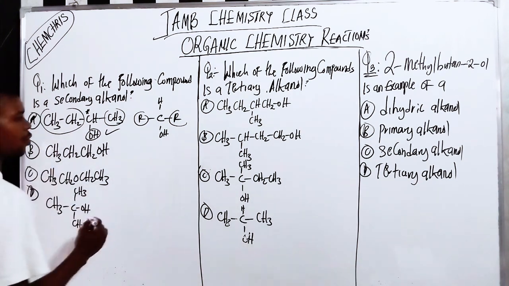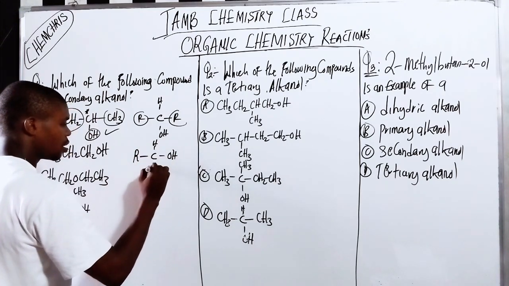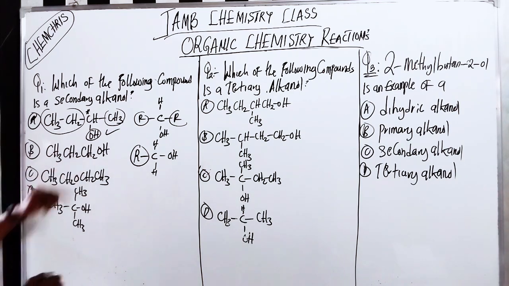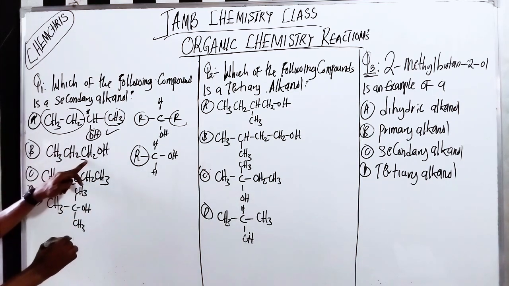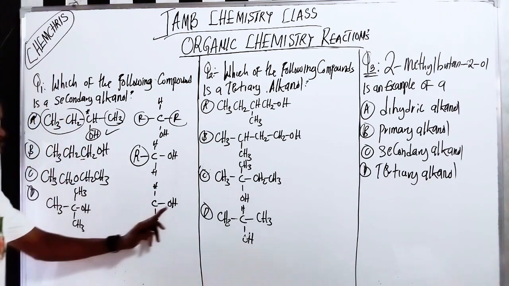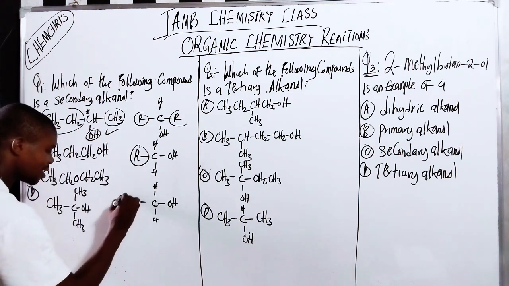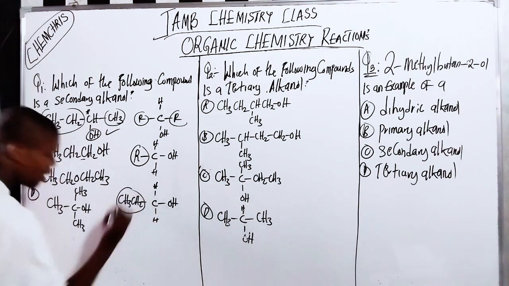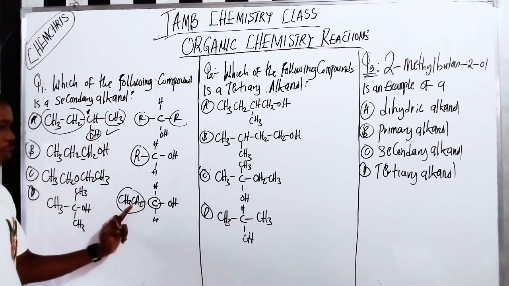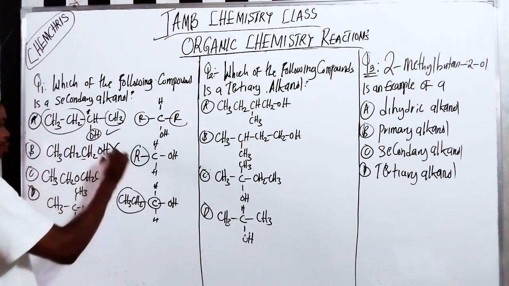Now what is a primary alcohol? In a primary alcohol, the carbon atom that carries the OH has only one alkyl group. Do you understand? If you look at this carbon atom here, it has two hydrogens and one OH. Then you have CH3 and CH2. Now this is one alkyl group here. So this carbon atom that bears the OH has only one alkyl group, which is the ethyl. So this is called a primary alcohol. So this is wrong, right?